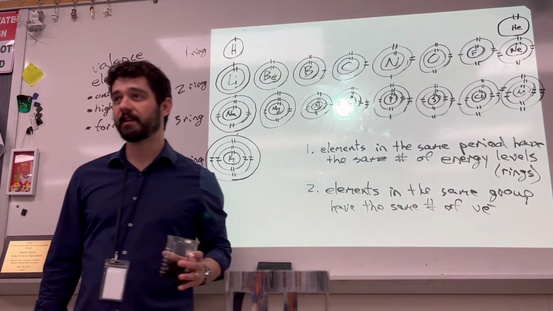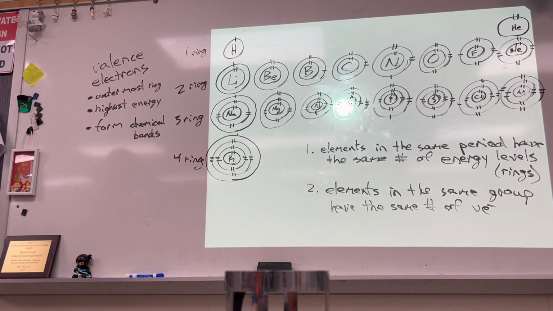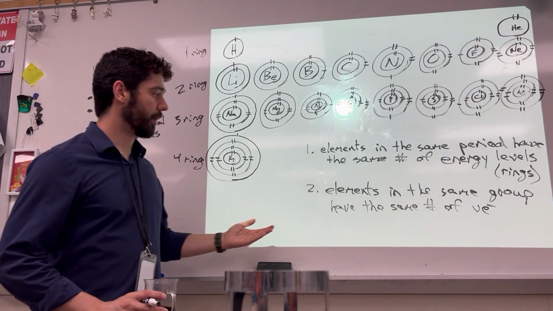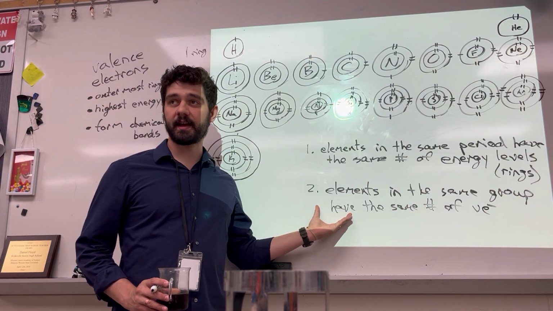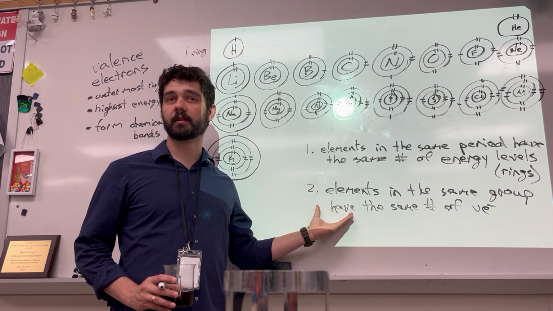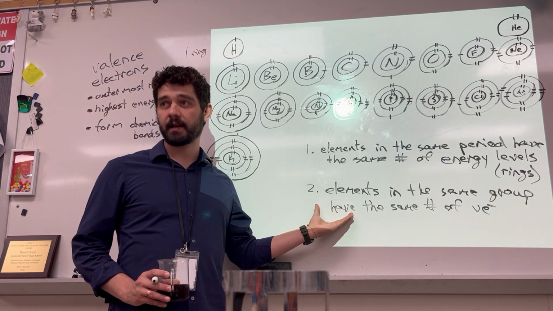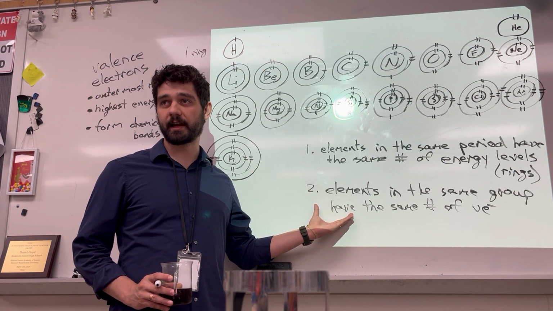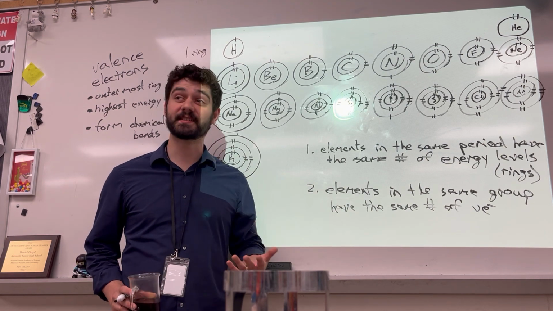That's how I abbreviate valence electrons. And so one of the consequences of this is that elements in the same group have similar chemical properties. When we say chemical properties, what I mean is they form chemical bonds in a similar way.